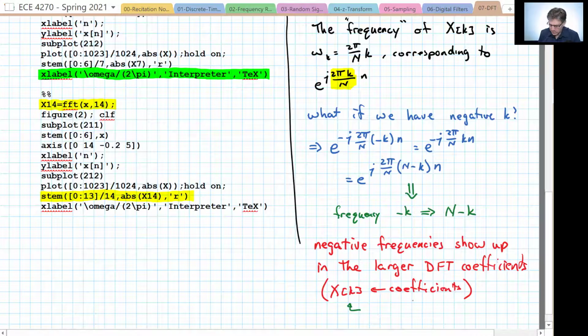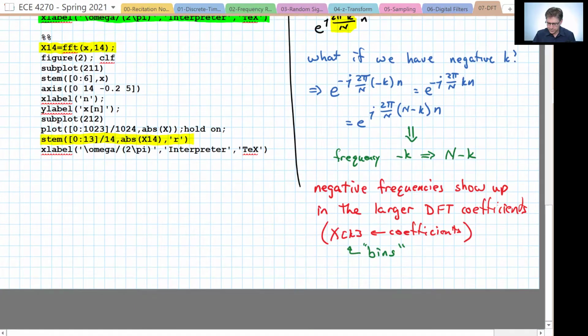So sometimes they're called the DFT coefficients, and sometimes they're called the bins, and other things as well, and you can pick that up by context. But yeah, I guess that's it. So we'll move on to DFT properties next.